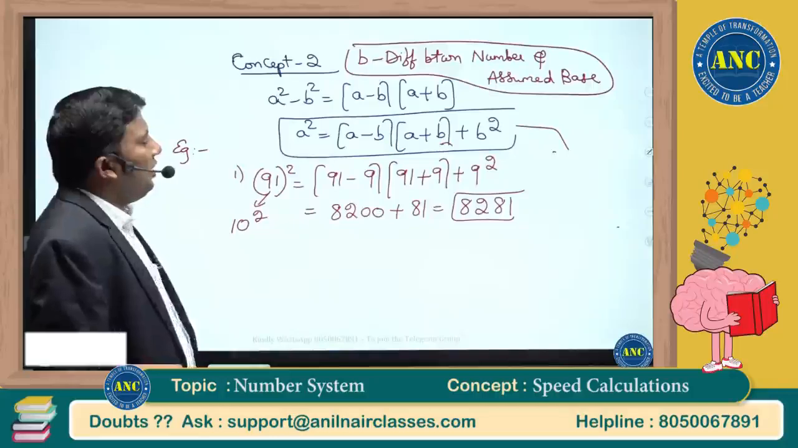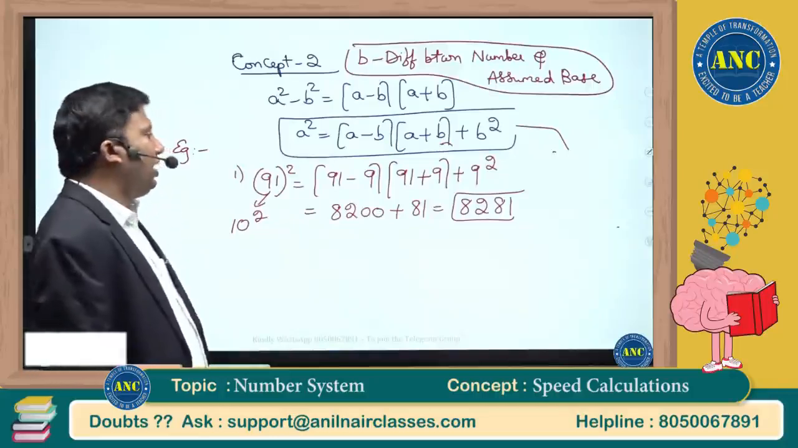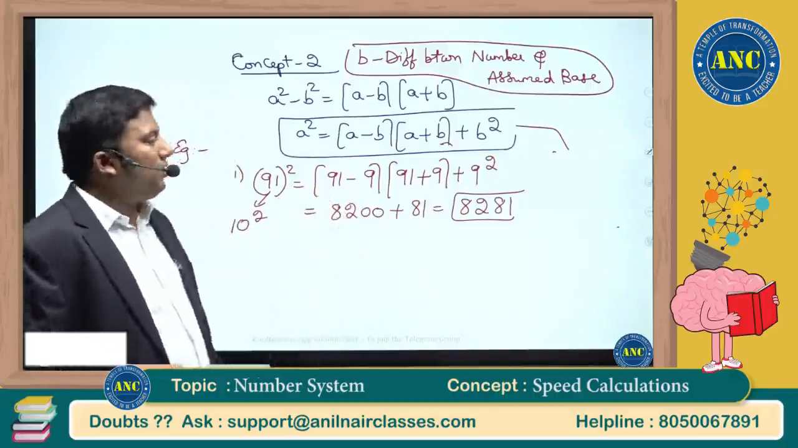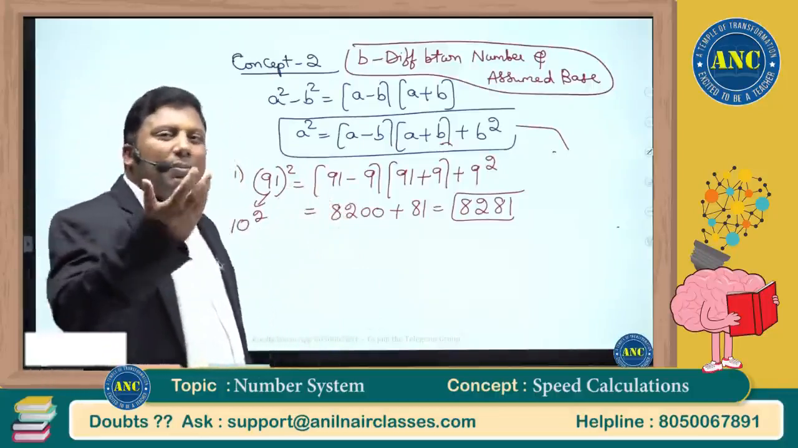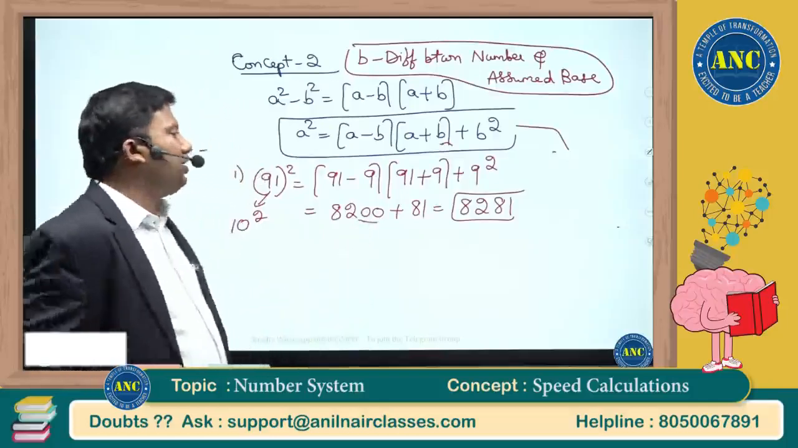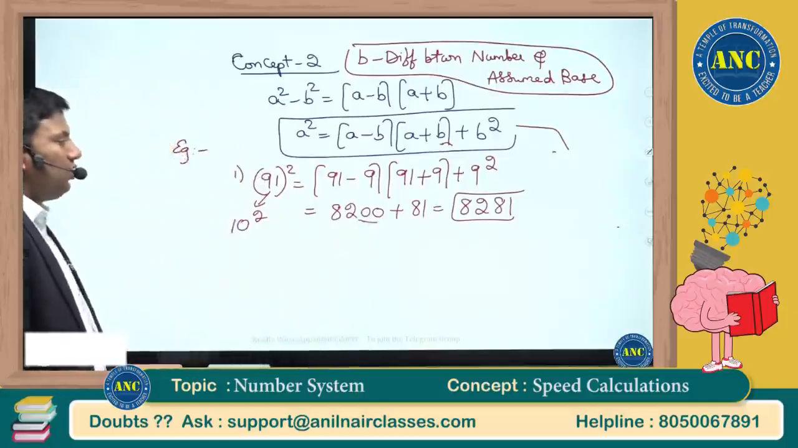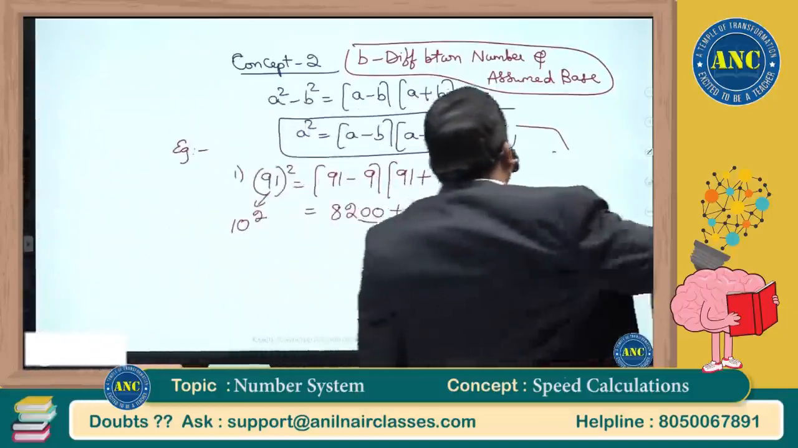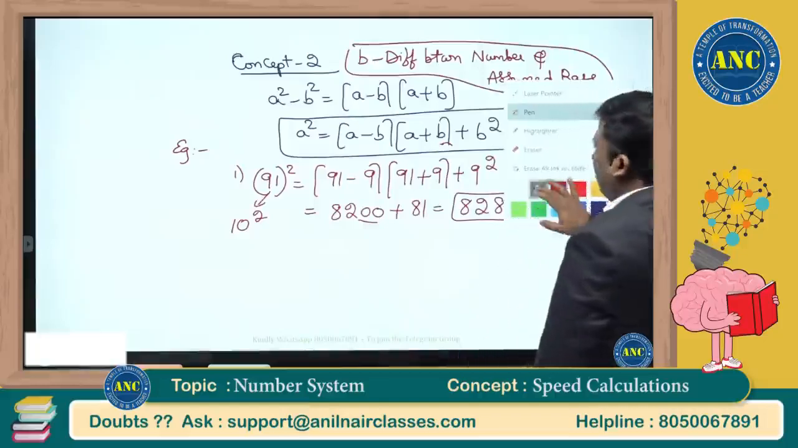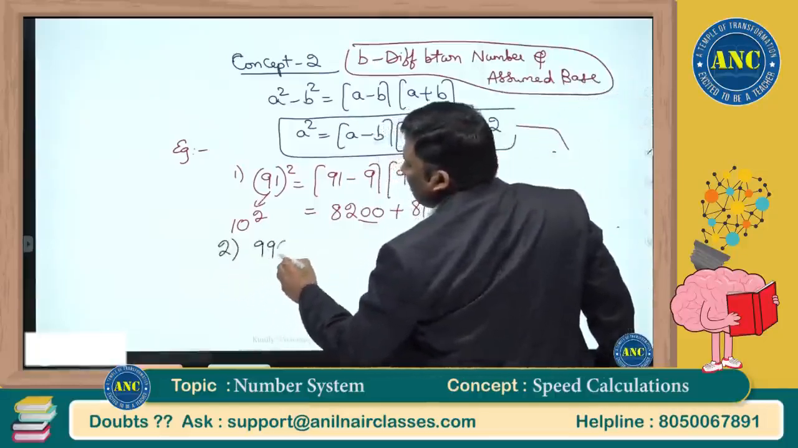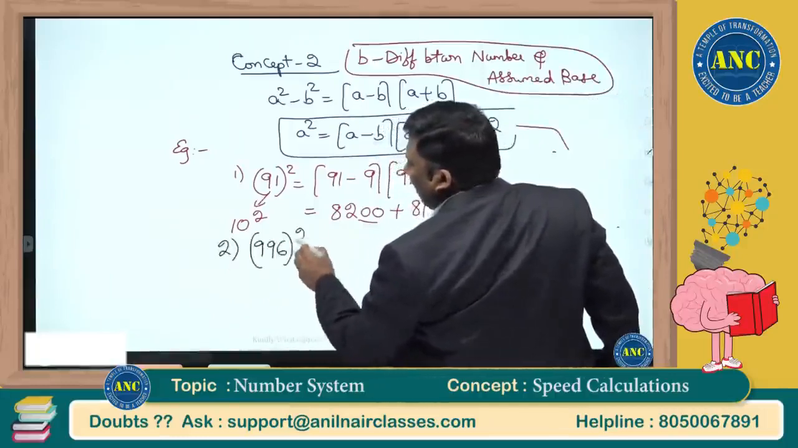91 minus 9, 91 plus 9, plus 9 square. 91 minus 9 is 82, 91 plus 9 is 100. Any number multiplied by a power of 10, the last two digits are nothing but adding zeros. 8200 plus 81. 82, 81.